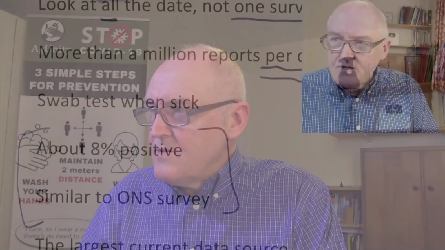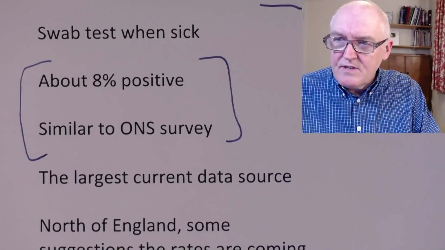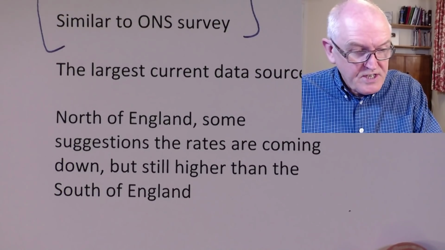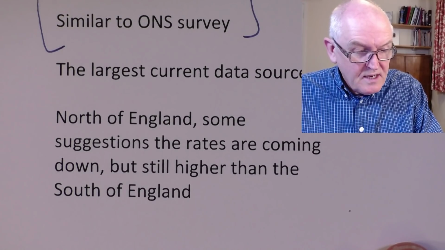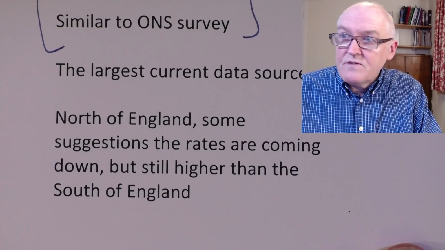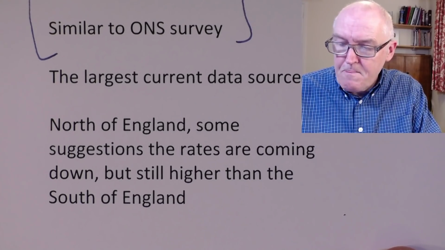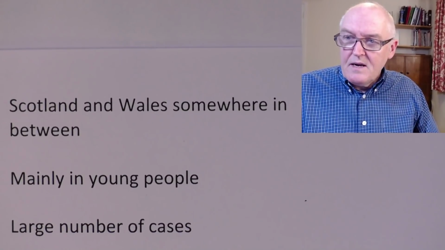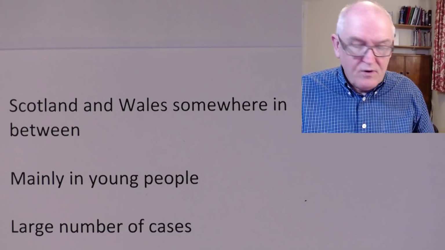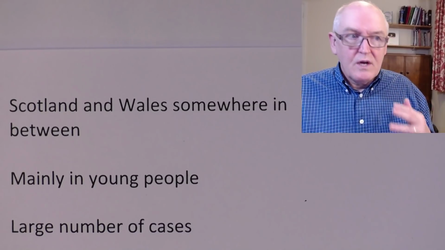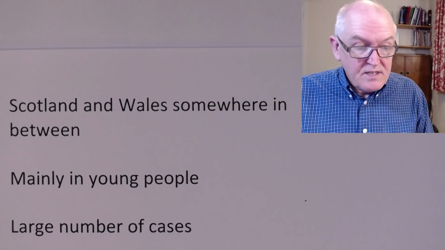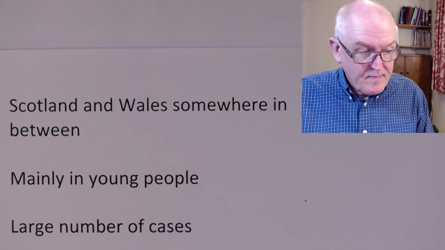Tim Spector points out that theirs is the largest current data source. He reviews it by saying North of England, some suggestions the rates are coming down, but still higher than the south of England, which of course we've seen on the map. He then goes on to say, basically summarising this, that Scotland and Wales are somewhere in between, which they are. Most infections are mainly in young people, therefore fewer hospitalisations at the moment, which is good, although hospitalisations are going up, of course, because we have seen increasing cases in older age groups.